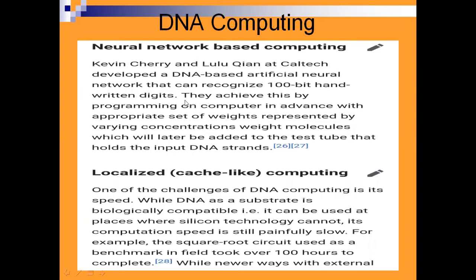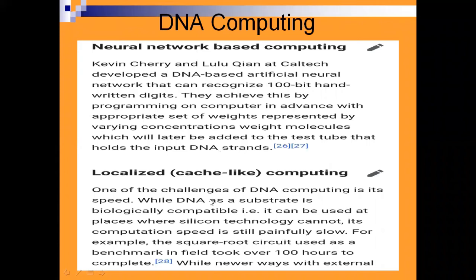So DNA computing is done by two methods. One is neural network based computing. Kevin Cherry and Lulu Qian at Caltech developed a DNA-based artificial neural network that can recognize 100-bit handwritten digits. They achieve this by programming a computer in advance with an appropriate set of weights represented by varying concentrations of weight molecules, which will later be added to the test tube that holds the input DNA strands. So by the neural network, DNA computing is done in that computer. Or you can use another network, localized, that is like a network computing.